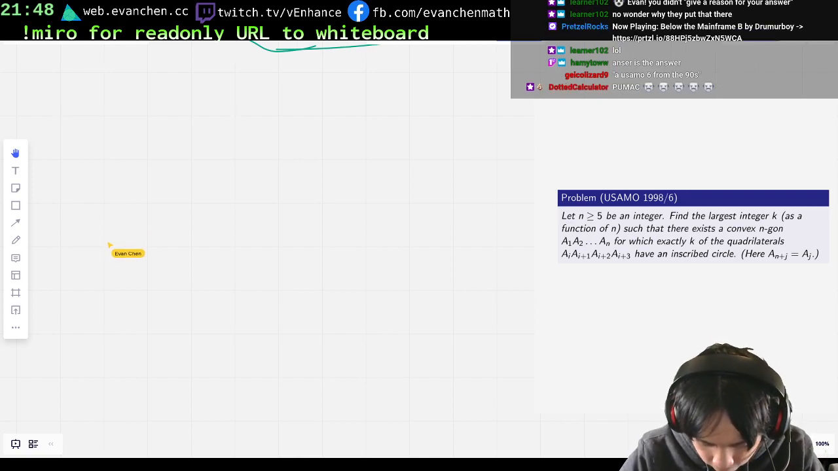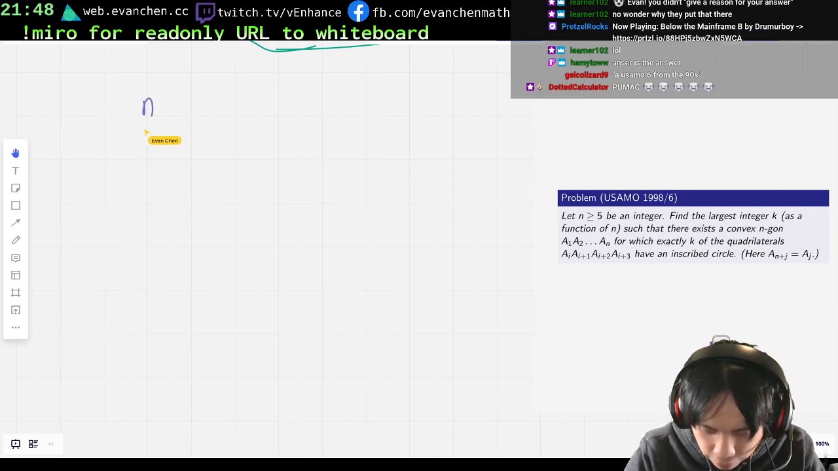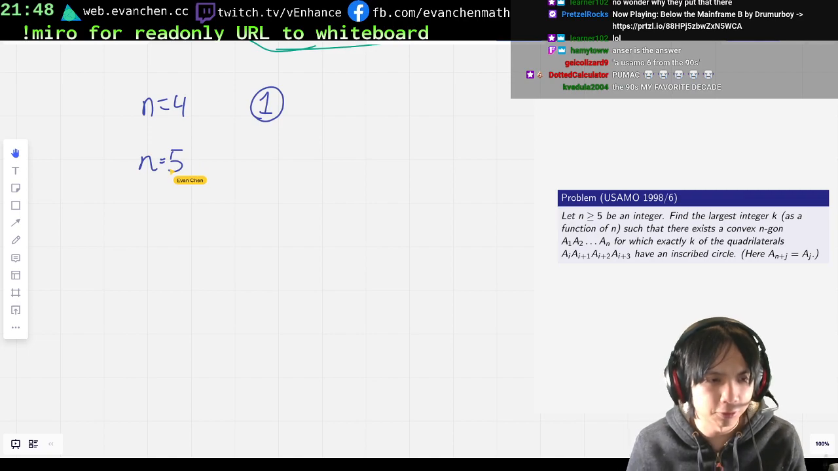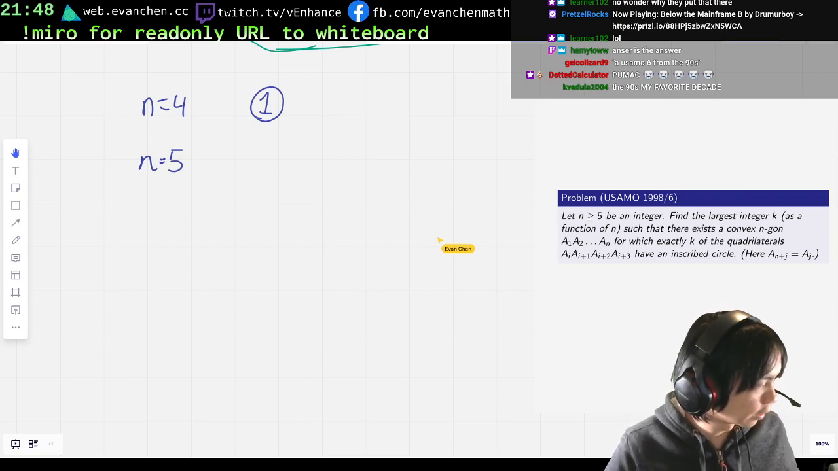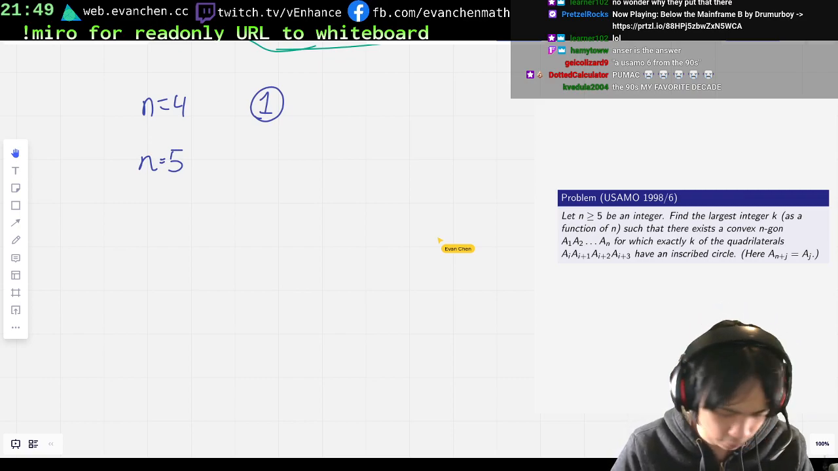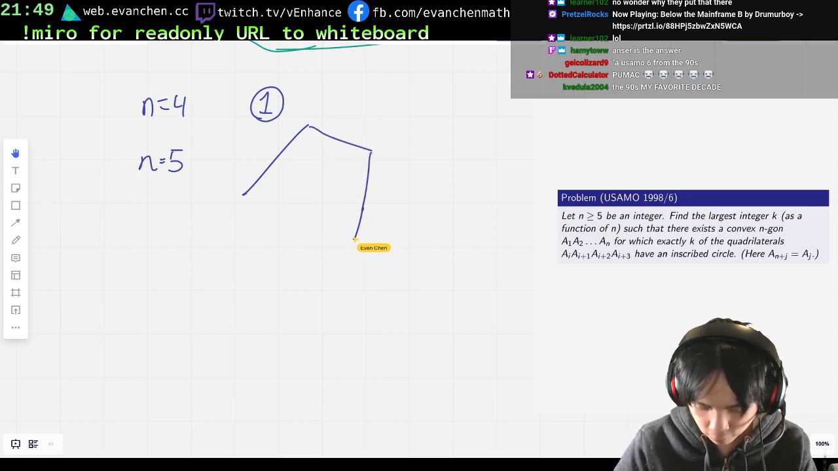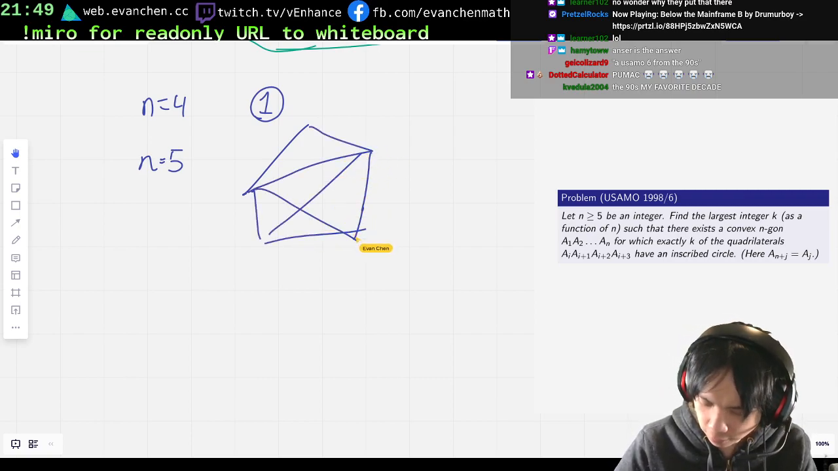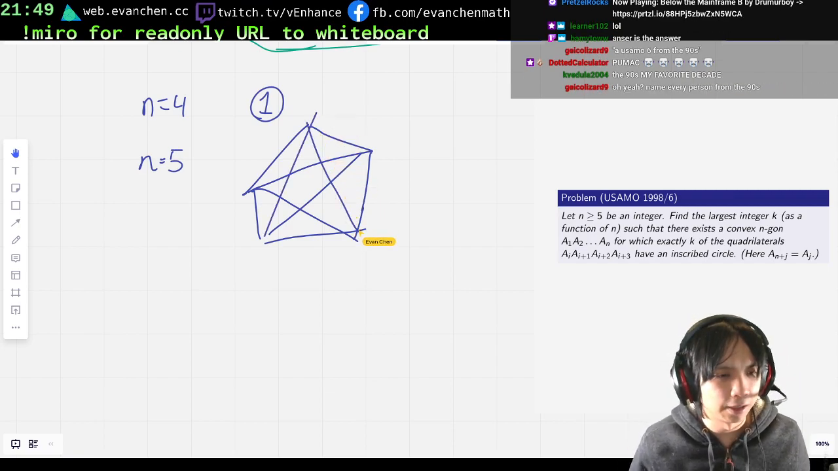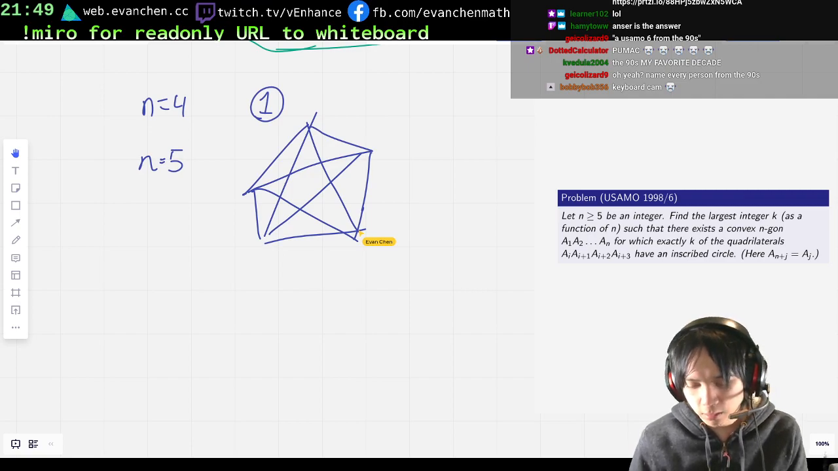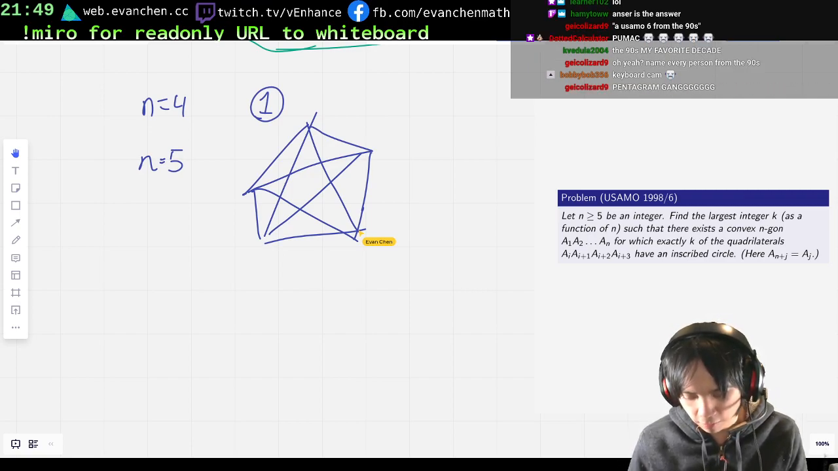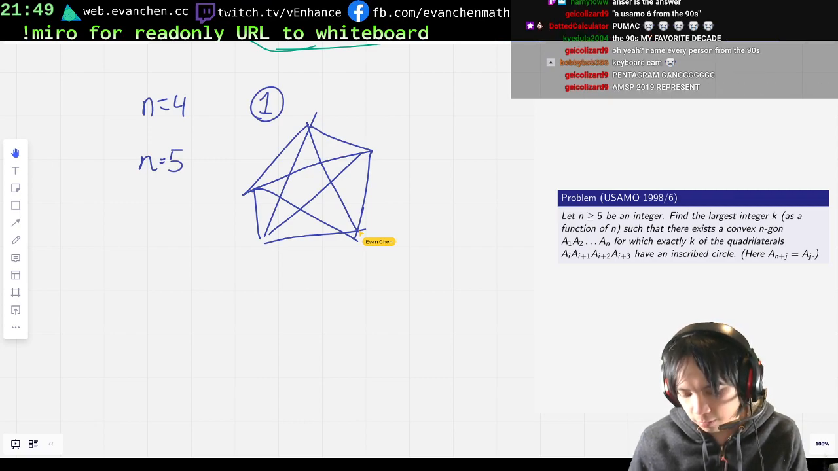So, let's see. N equals 4, like 1. So n equals 5. I guess the question is, is there an obstruction to a general pentagon? I think it's not possible for all of them to be circumscribed, and I definitely have to use the convexity or whatever.